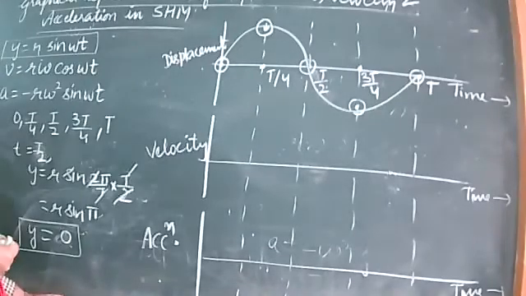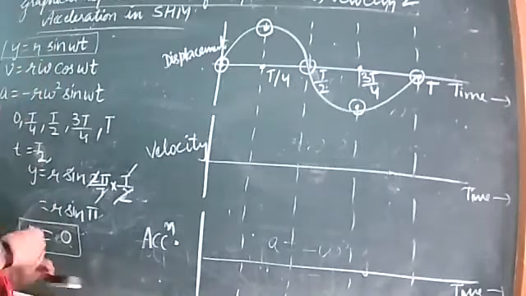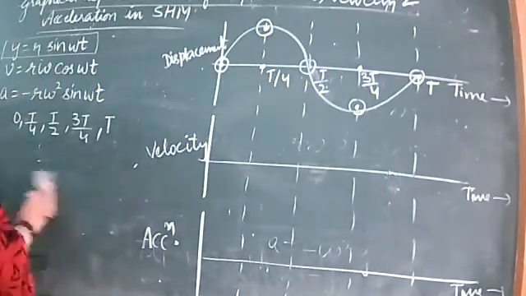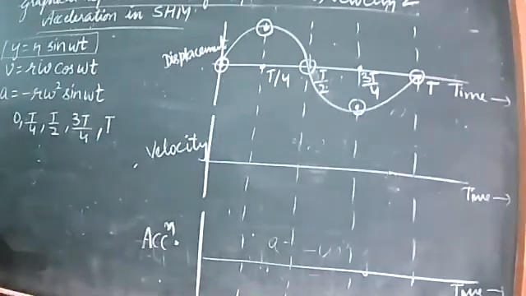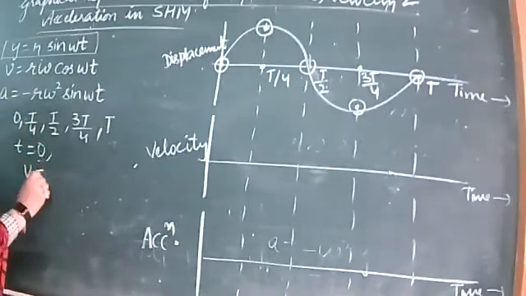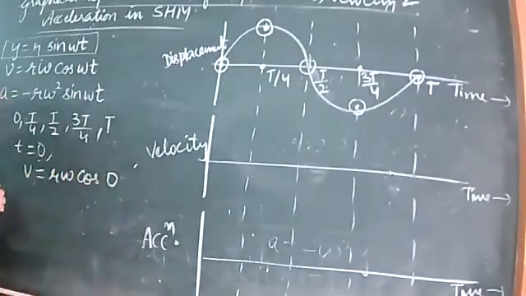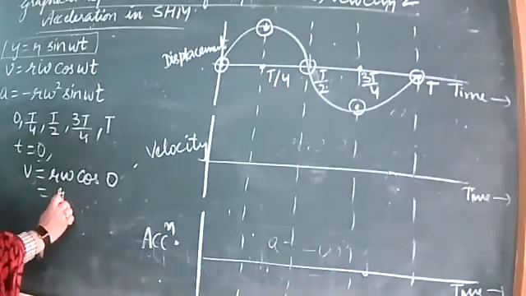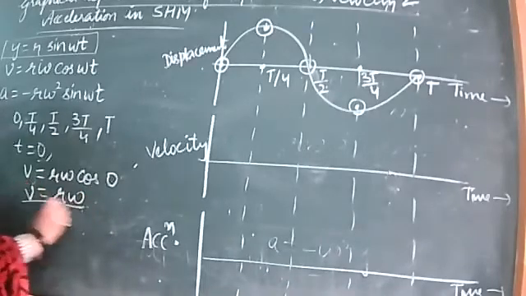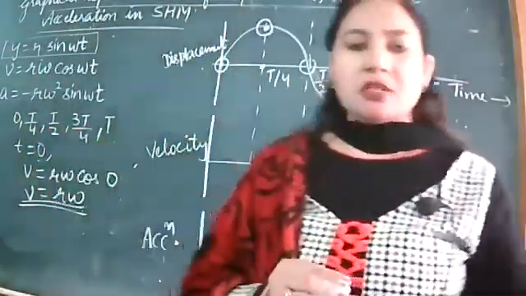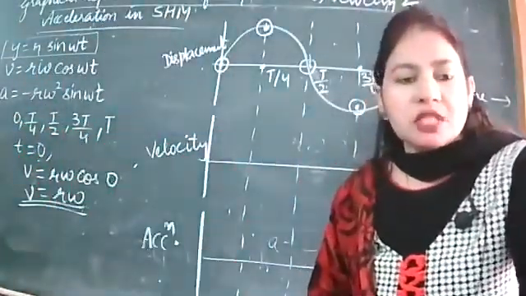So next is the turn of velocity in SHM. Same way we are going to solve velocity points. So put t equal to 0, v is equal to r omega cos omega t. Cos 0 is 1, we will get v equal to r omega. This r omega term is called maximum velocity and this is called velocity amplitude.